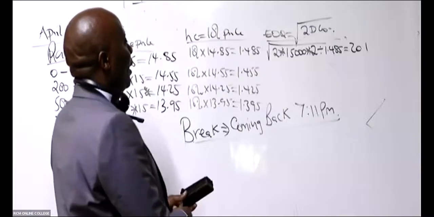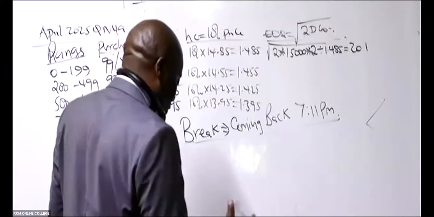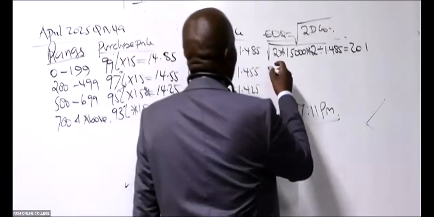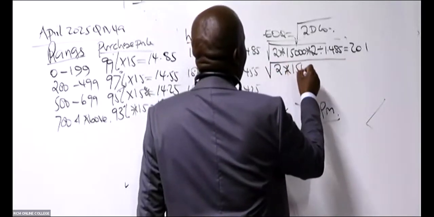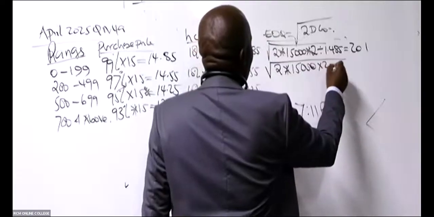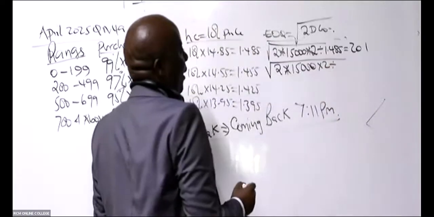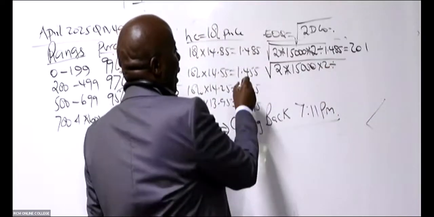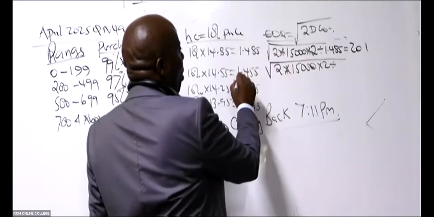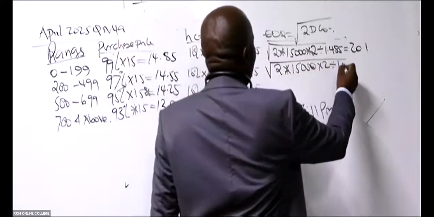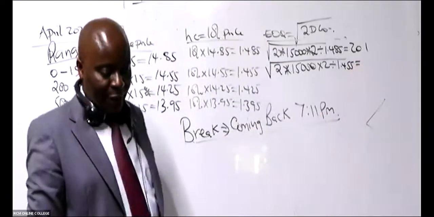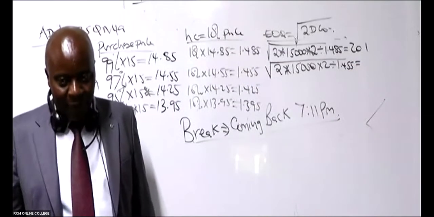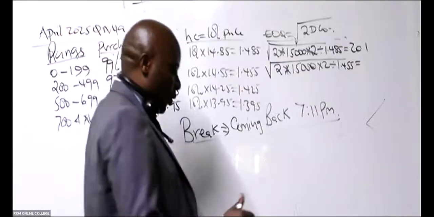All right. Then we come to the second one. So the second one, we have here square root of 2 times annual demand, cost per order is like that. And then, of course, we have the cost of holding as 1.455. So square root, what number are we able to get? 203.